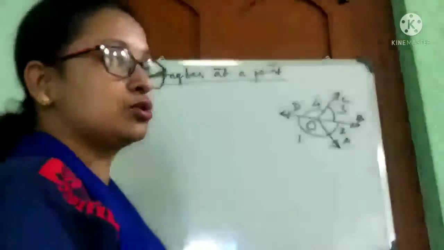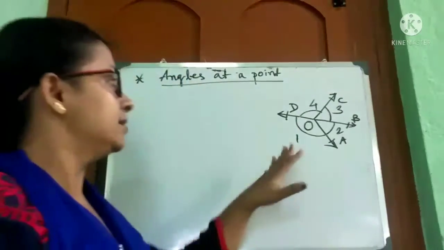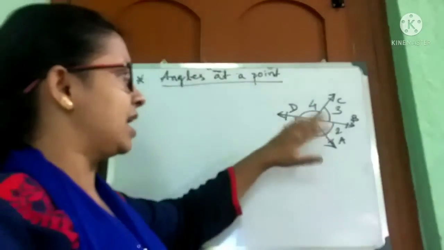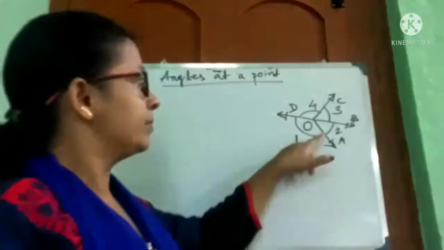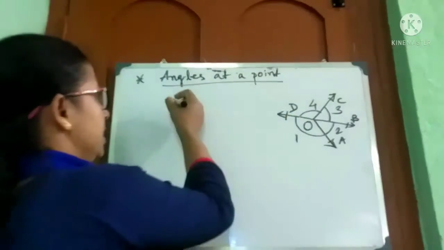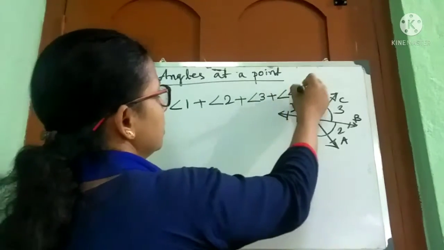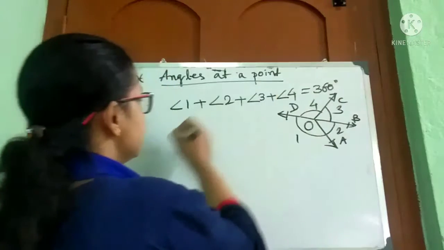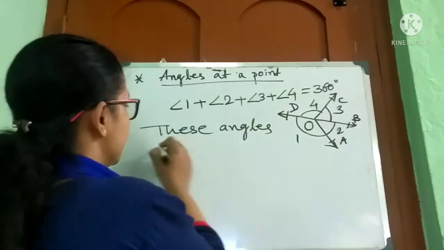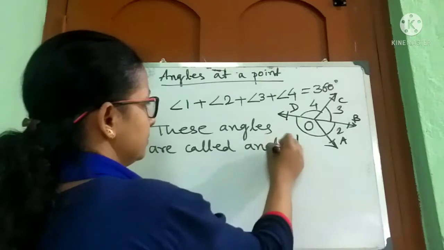Why are they angles at a point? Because from a common point, four different rays are coming out making four angles, and these are called angles at a point. And at a point, we know the sum of all angles is 360. So here four rays are coming out making four angles, so the sum of these four angles will be 360. So we can say 1 plus 2 plus 3 plus 4 equals 360 degrees, and these angles are called angles at a point.